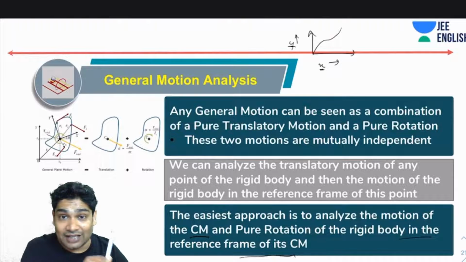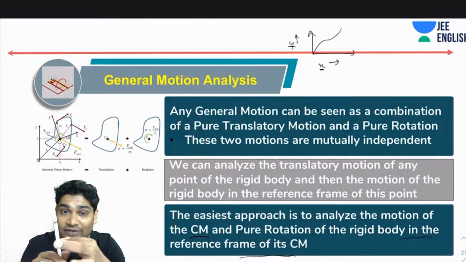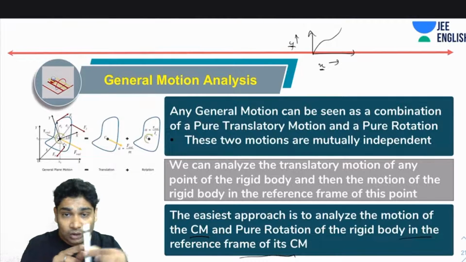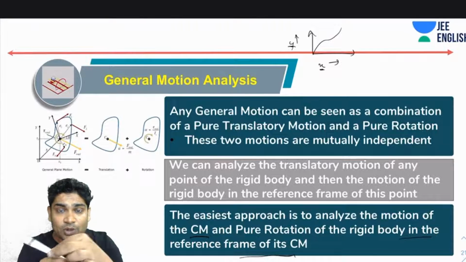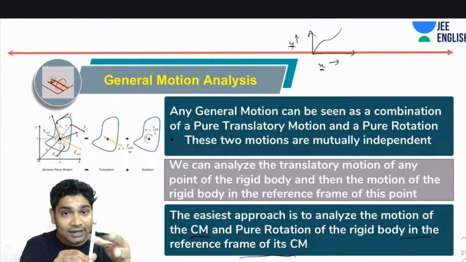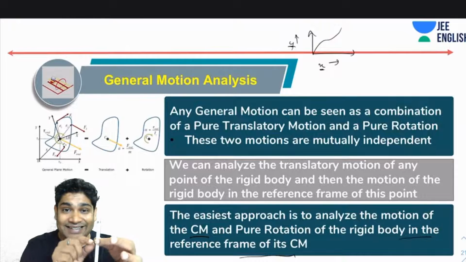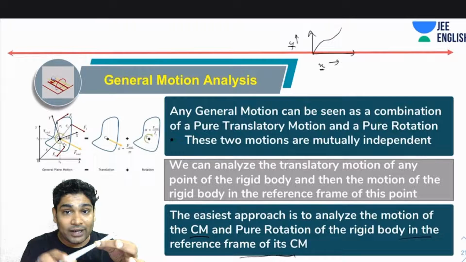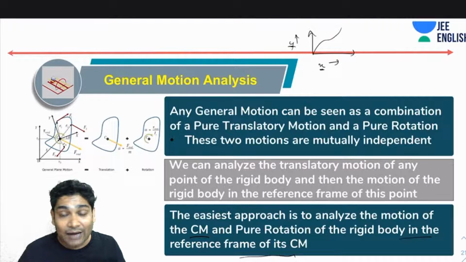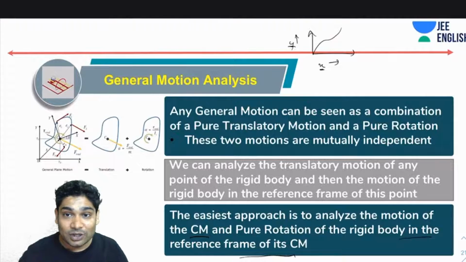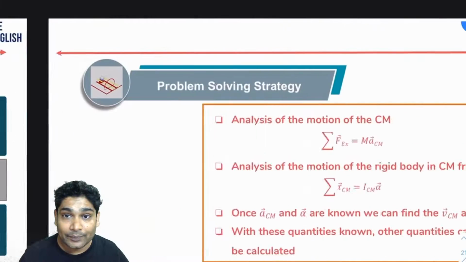That is why I will analyze the translatory motion of the CM and then I will go to the reference frame of the CM. Now the moment I go to the reference frame of the CM, even when general motion is happening, what do I see? I see the CM as stationary and the body in pure rotation about an axis passing through CM. So that also I know how to analyze. That is how we are going to analyze any general motion. That is the basic approach, that is the general idea.